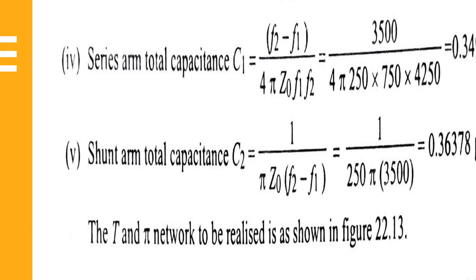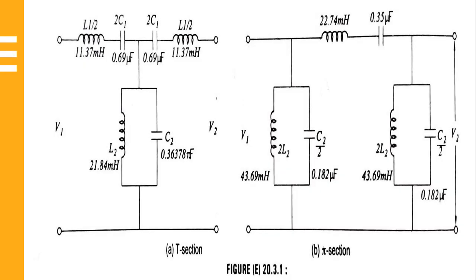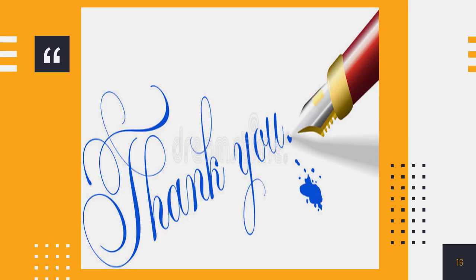In this way, we have calculated the T and pi sections related to the band pass filter. This is the final circuitry of the T and pi. We have designed the circuitry, using the constant K method, for the band pass filter of T and pi sections. In this way, we have seen the numericals related to filters using the constant K methods in the electrical parameters. Thank you so much.